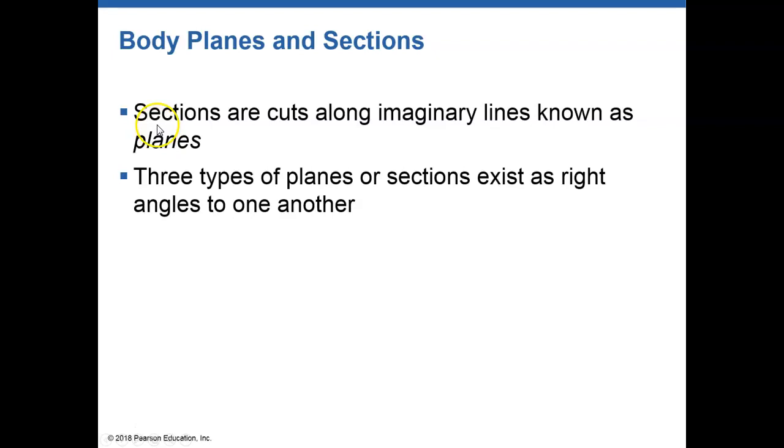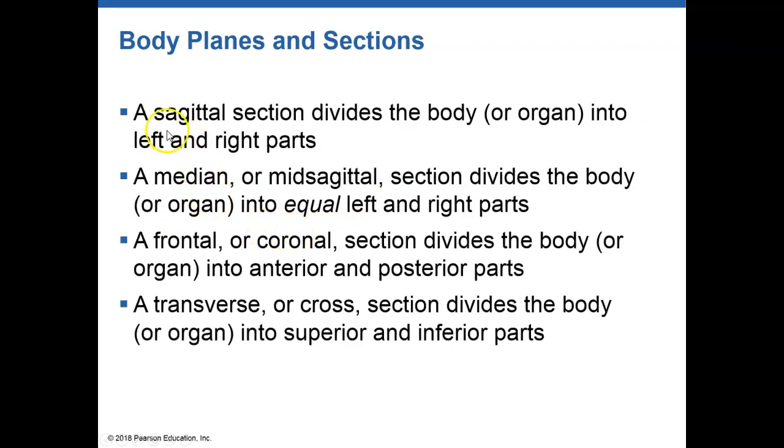Planes and sections. A section is a cut along a line of the body, and the lines of the body are known as planes. There are basically three major planes that we talk about, but there are others as well that we sometimes use. A sagittal section divides the body into right and left halves, and this can go anywhere. If you are dividing the body right down the middle, that would be a mid-sagittal. That would be an equal amount for the body, or you could divide an organ into equal right and left parts.